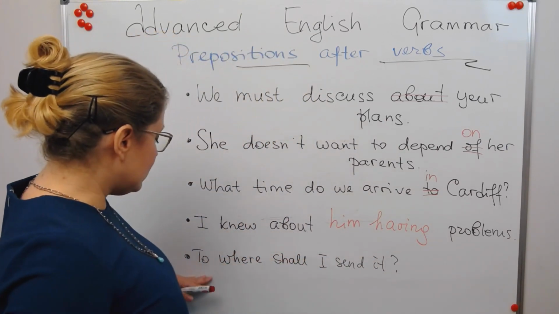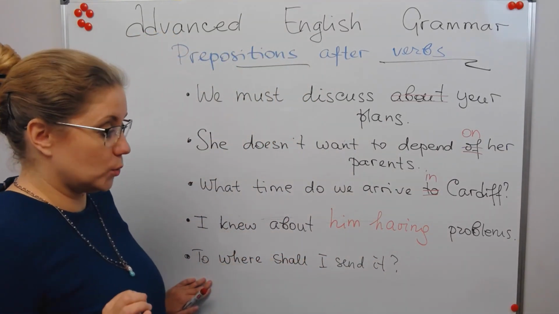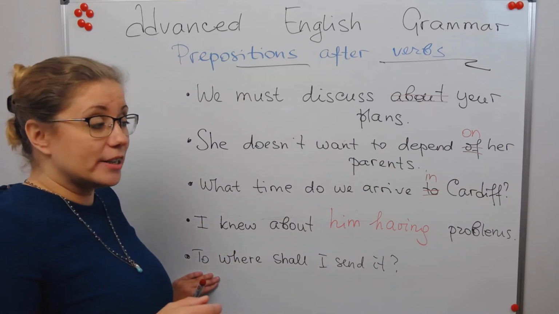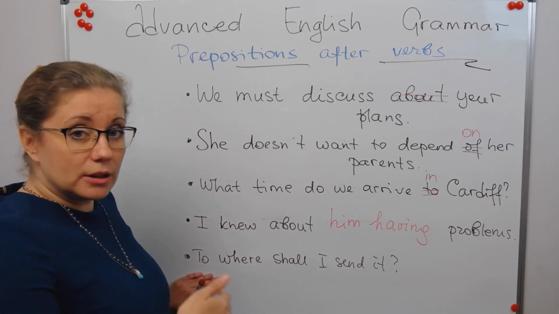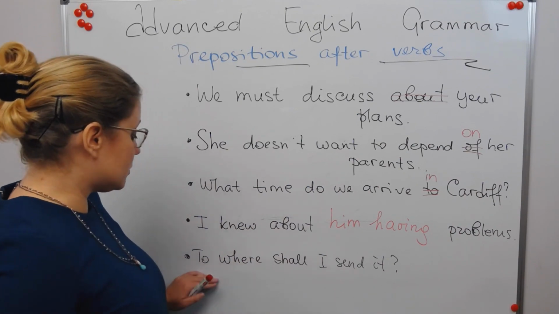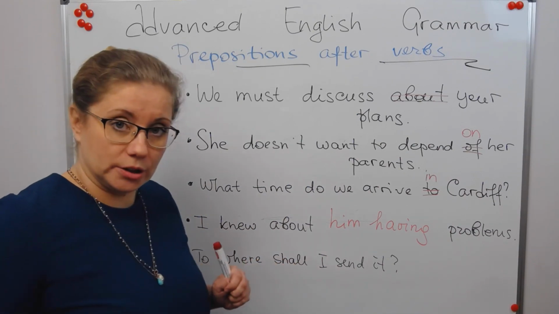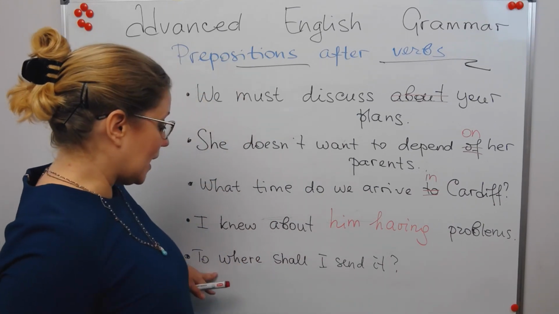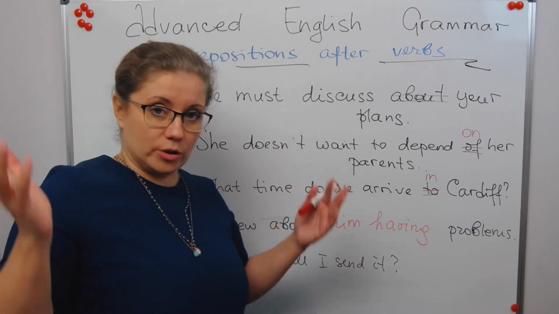Good. And the last one, probably the most confusing. In many languages we say it like that, and when you translate it into English, you also try to say it like that. You say, "To where shall I send it?" Showing the direction, prepositional direction. Shall I send it? I don't know, some parcel.